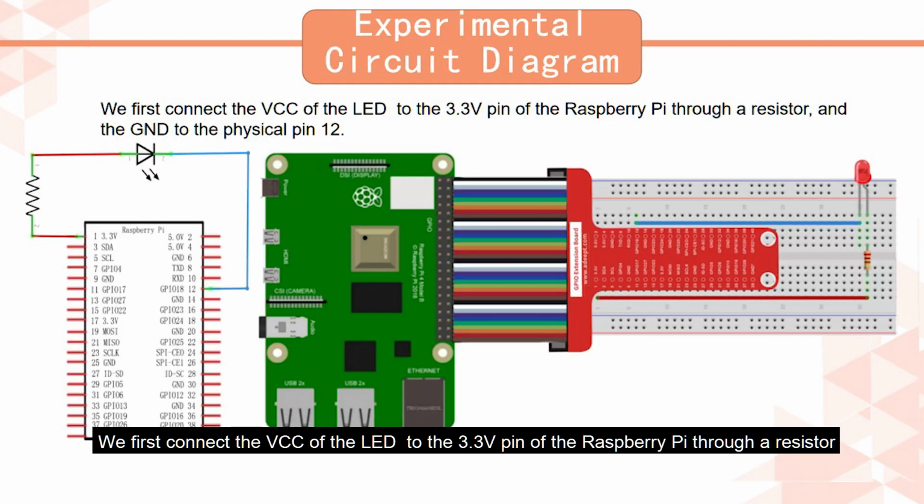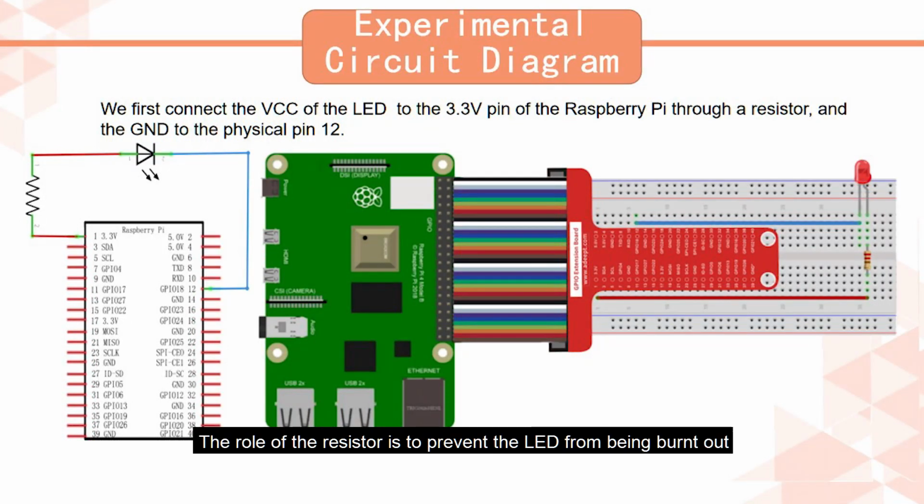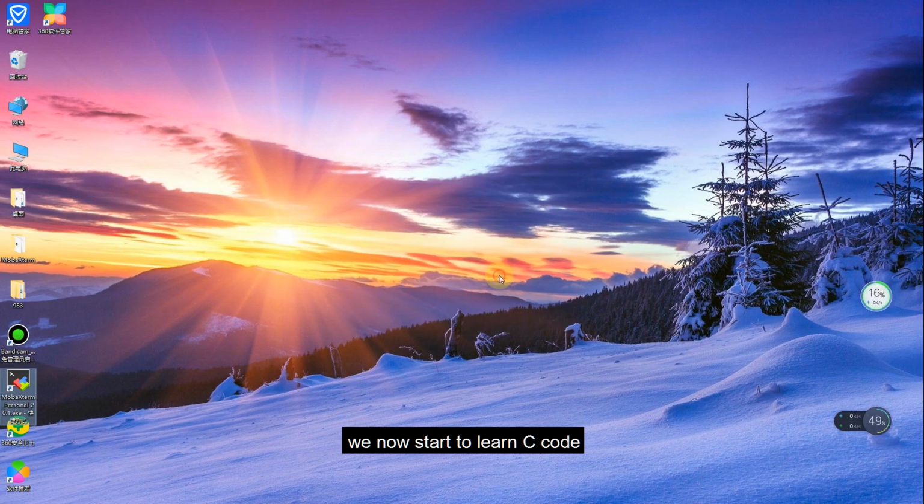We first connect the VCC of the LED to the 3.3 volt pin of the Raspberry Pi through a resistor, and then connect the GND to the physical pin 12. The role of the resistor is to prevent the LED from being burned out. While the previous preparations have been completed, we now start to learn C code.